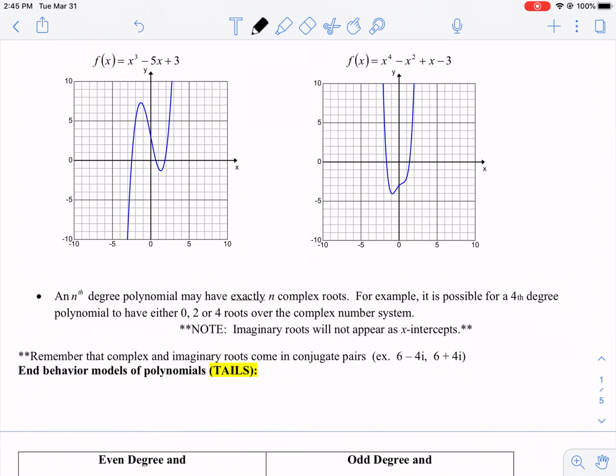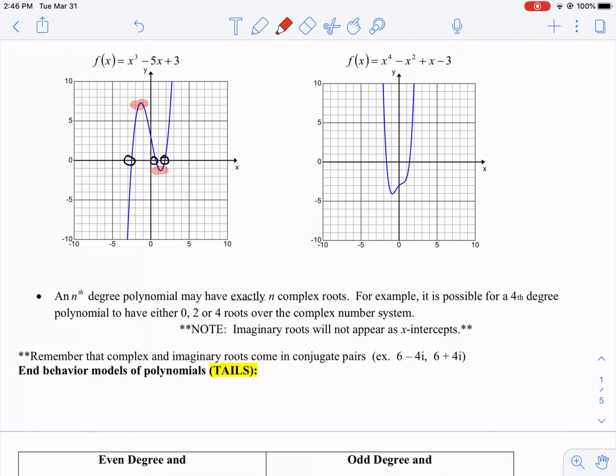Alright, so on the left we have a graph of a cubic function because the degree is 3. And if you look, it hits the x-axis 3 times, so it has 3 real roots. And it has a turning point here that's called a relative minimum, and a turning point here which is called a relative maximum.